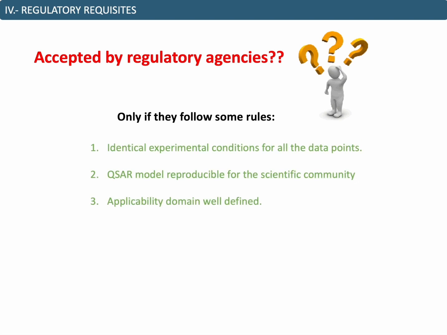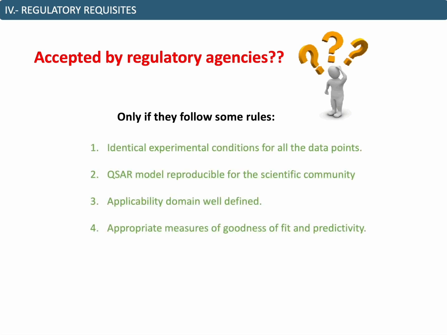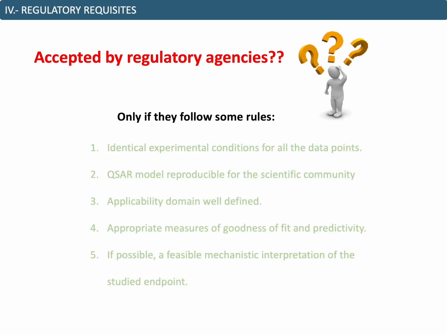3. The applicability domain should be well defined, so the QSAR model can be applied only to predict on compounds from the same chemical spaces as the molecules used to train it. 4. The metrics of the model should be properly reported. 5. Only if possible, we should try to supply a mechanistic interpretation of the endpoint.